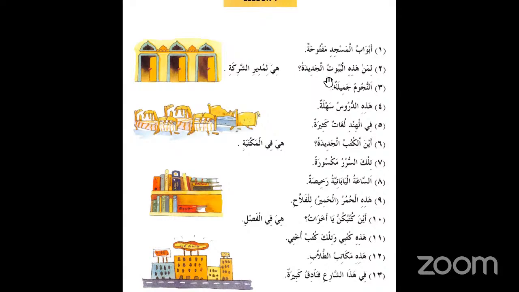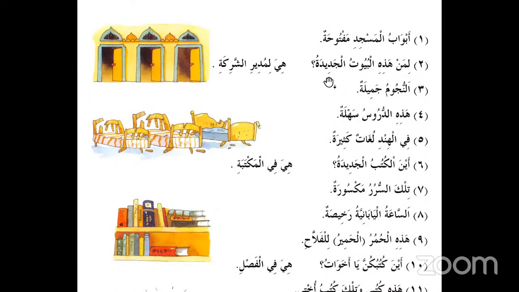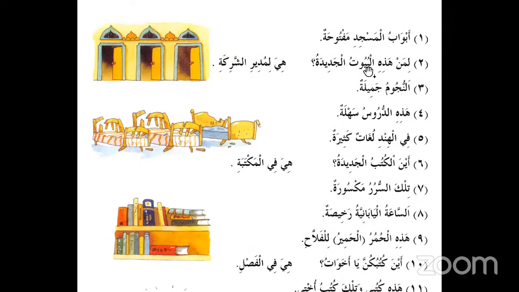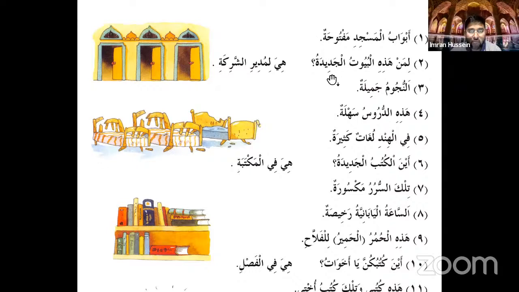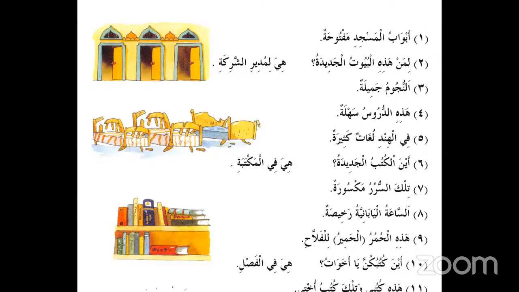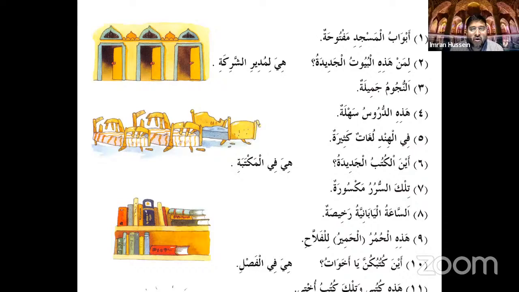Liman hadhihi al-buyut al-jadidatu. For whom are these new houses? Hiya limudiri sharikati. These are for the principal or sharika? No. Sharika normally comes to mean agent. Okay. So this is the agent's, whatever you call mudir. I don't know how to say that. They belong, or it is for the director of the agency. Sharika can come with agency as well. Okay.